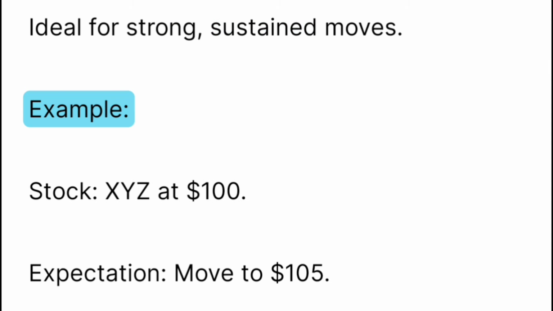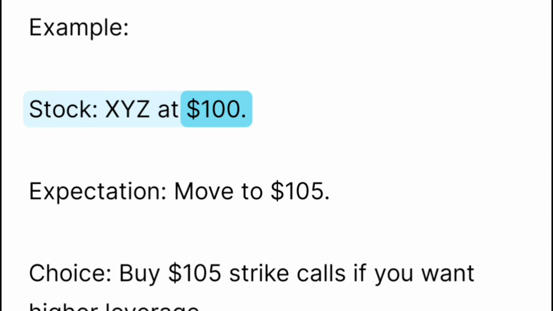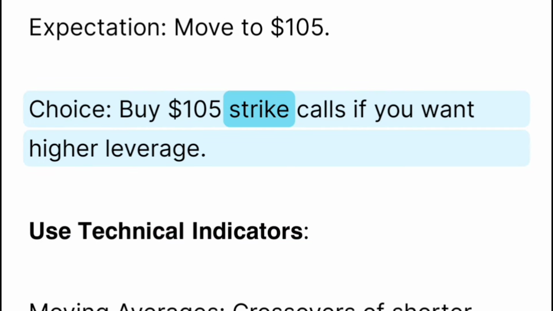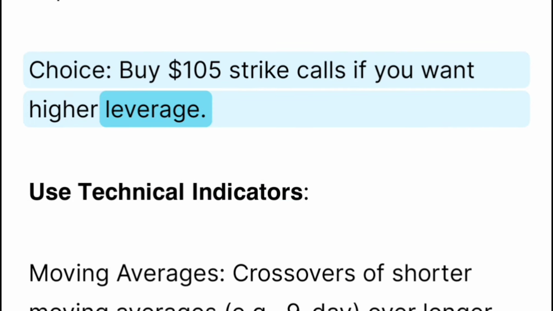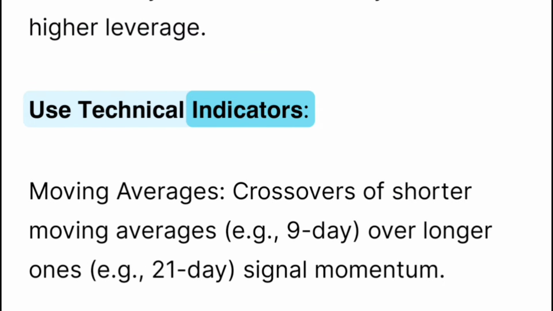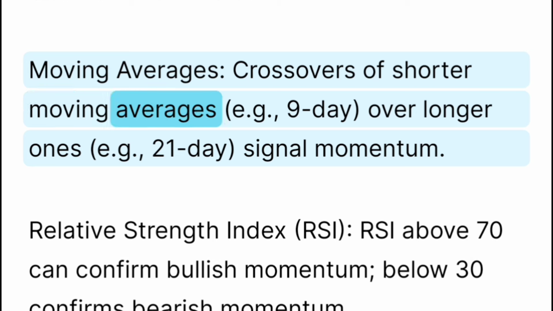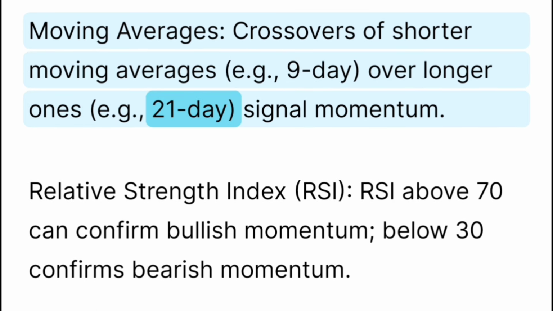Example: stock XYZ at $100. Expectation: move to $105. Choice: buy $105 strike calls if you want higher leverage. Step three: use technical indicators. Moving averages: crossovers of shorter moving averages, for example 9-day, over longer ones, for example 21-day, signal momentum.